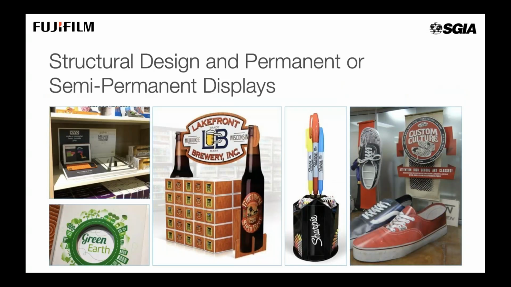And then again, structural design for displays. So things that are going to hold products or try to draw somebody into a commercial space. So these are just some ideas of what we're seeing more and more in inkjet, some of the opportunities that are out there, even though traditional offset is declining.